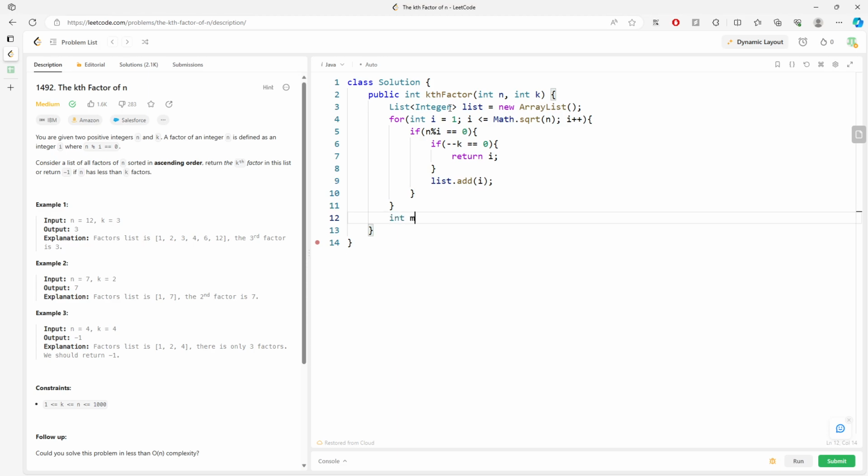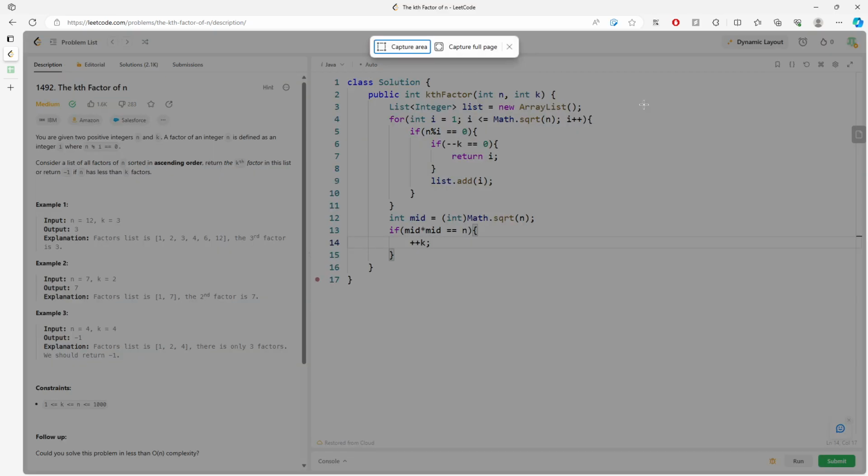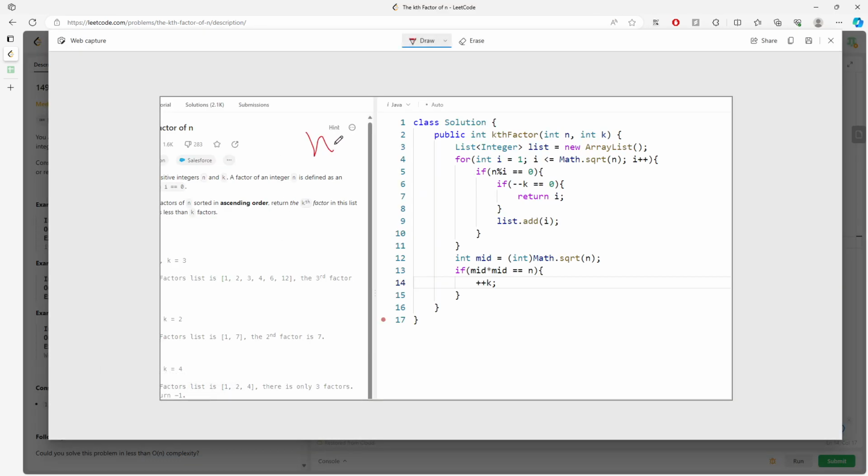I need to make sure what my middle value is. The middle is this guy, right? But math square root is a double, so you need to convert it to int. You also want to make sure the mid value times the mid value equals n. If this is the case, you need to increment your k. So let's think about this. If n equals 9 and k, let's say, equals 3, we know the factors of 9 are 1, 3, 9, right?